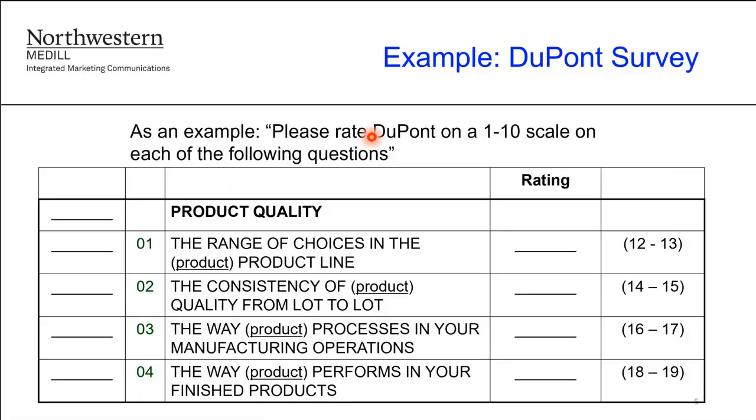So this is an example of the questionnaire. Please rate Deepong on a 1 to 10 scale on each of the following questions, okay? Those 4 questions are about the product quality, such as the range of choices in the product line, and the consistency of the product quality from lot to lot, or things like that. And consumers are supposed to rate each of these product quality items, okay?